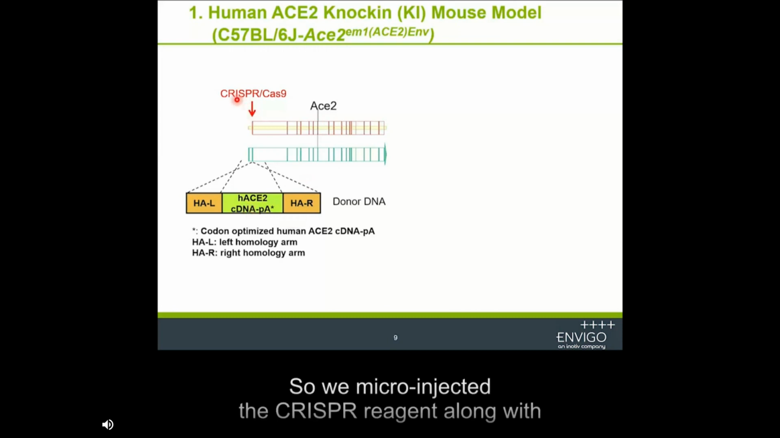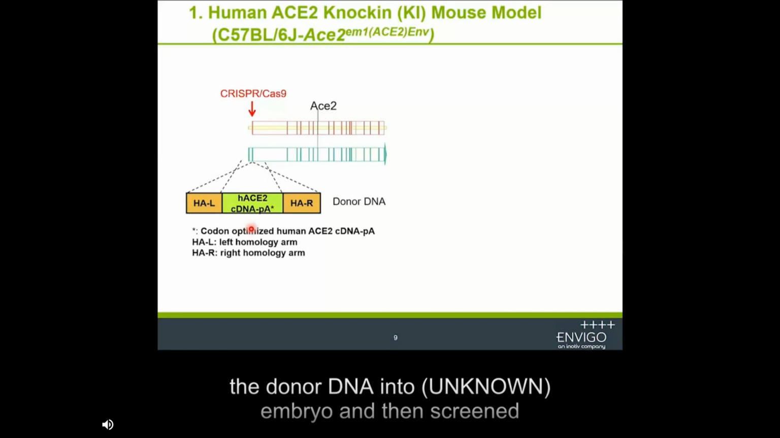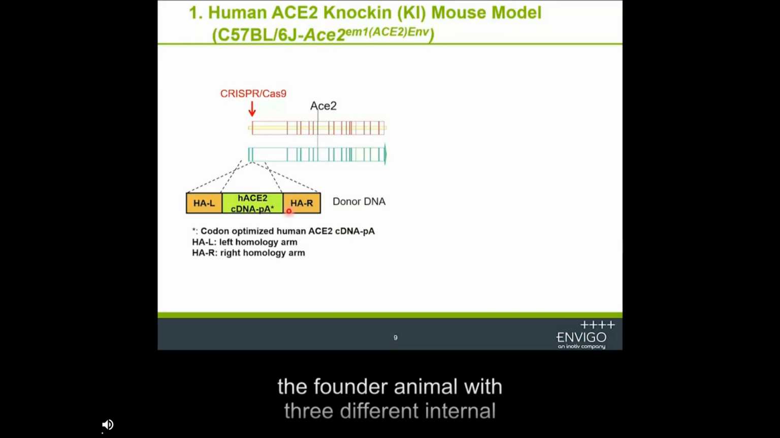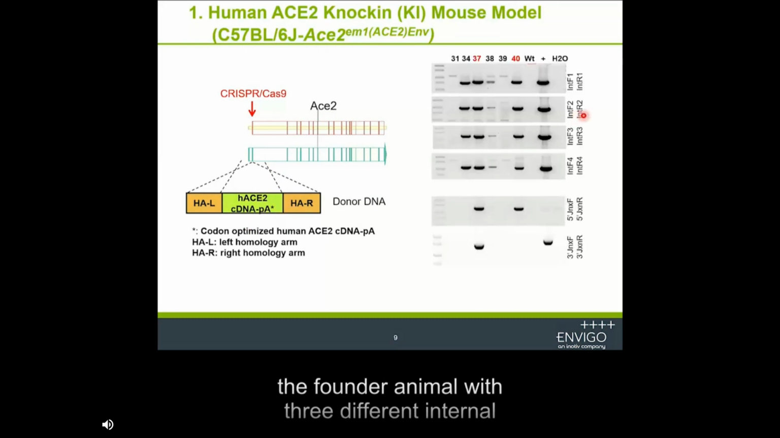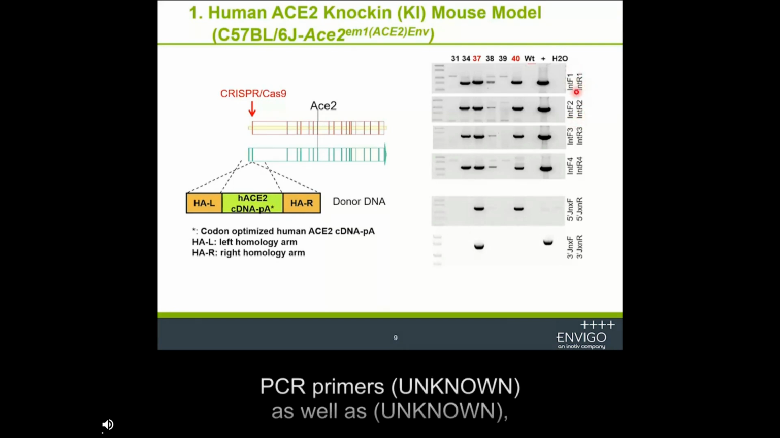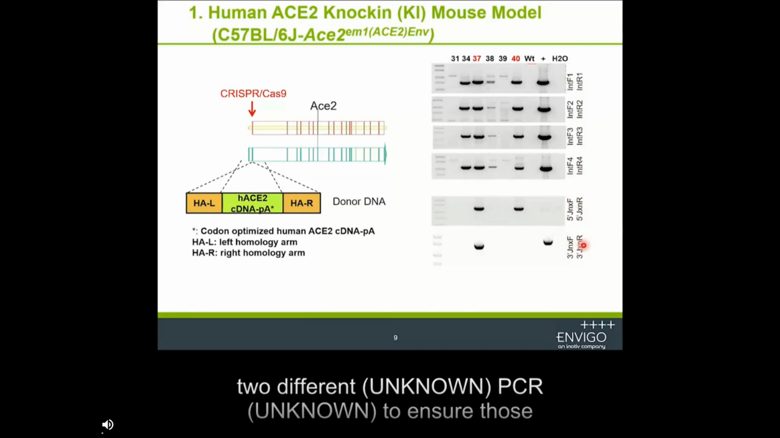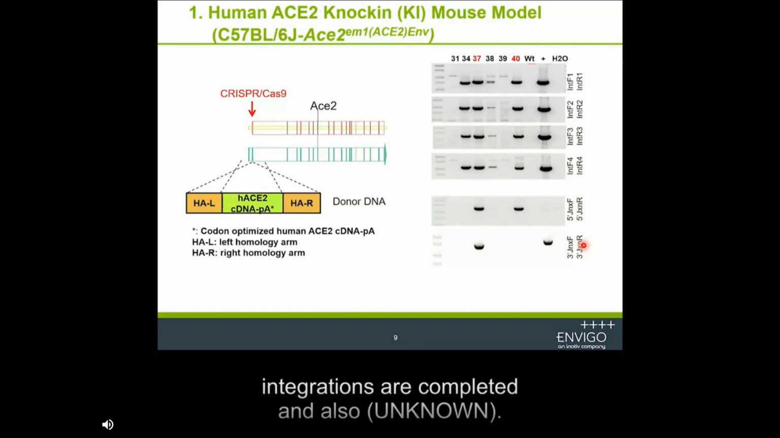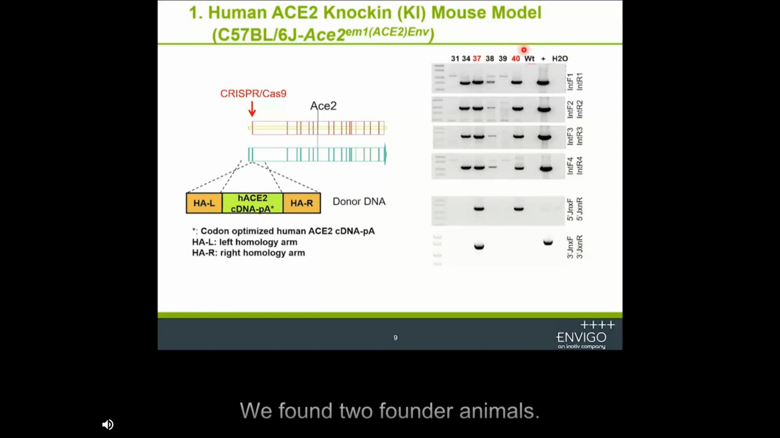So we micro-injected the CRISPR reagent along with the donor DNA into fertilized one cell stage embryo and screen the founder animal with 3 different internal PCR primer sets, as well as 2 different junction PCR primer sets to ensure those integration is complete and also at the right location. We found 2 founder animals.